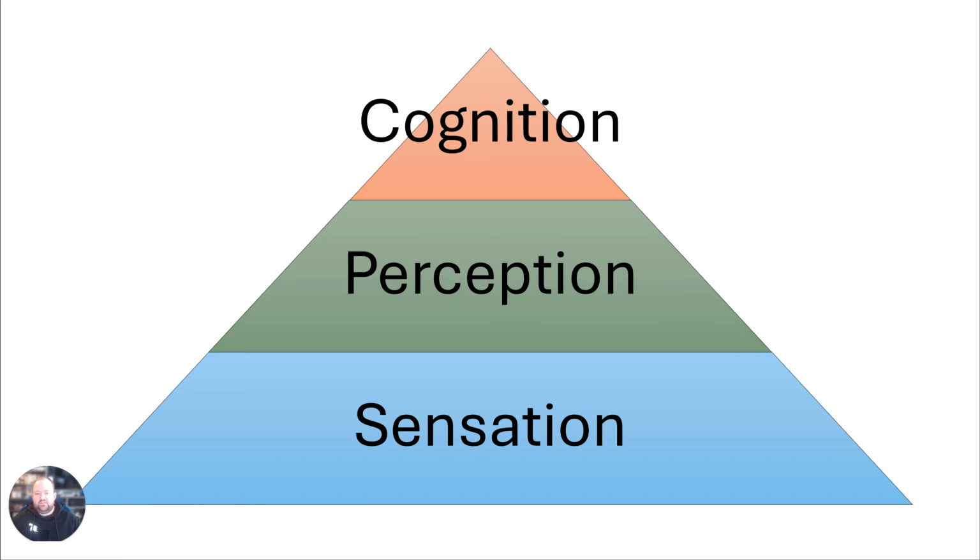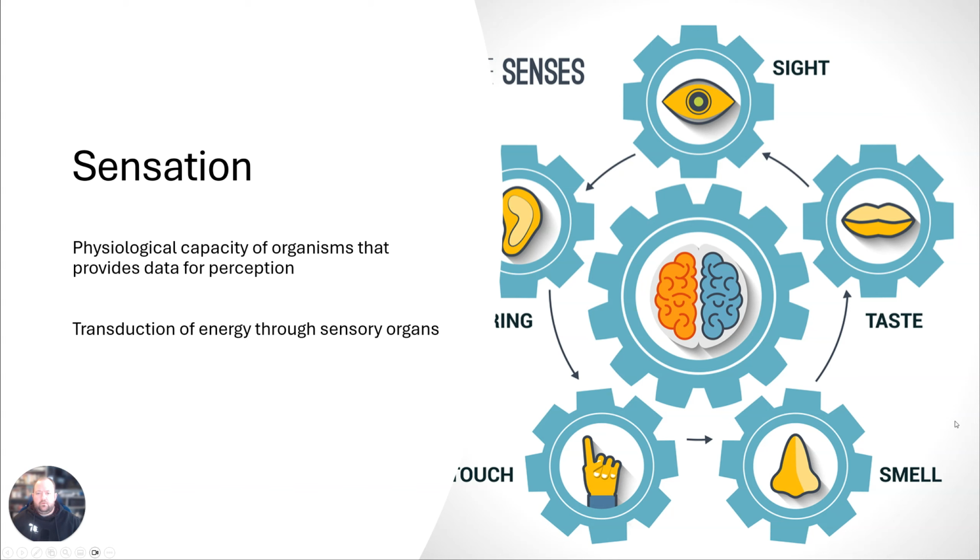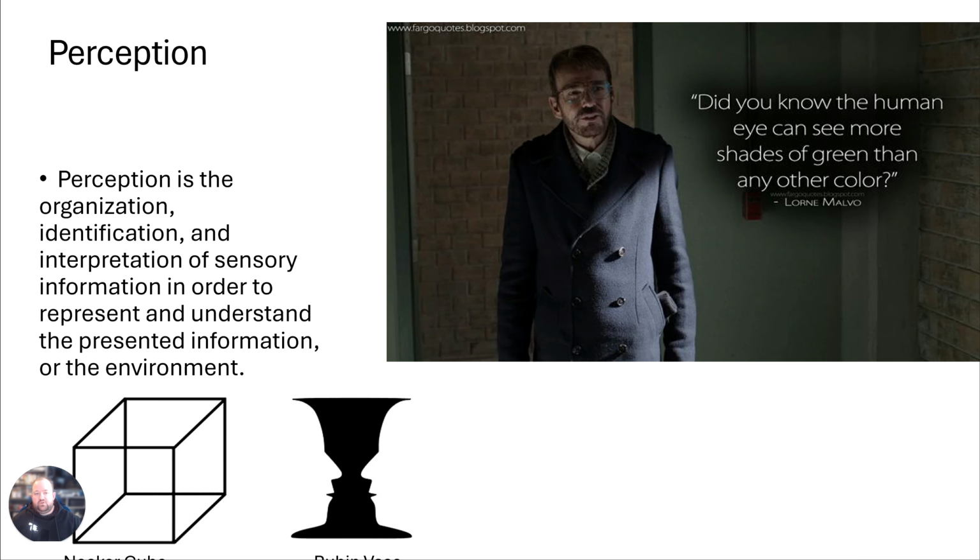So we're going to step through some of these. So cognition, then to perception and sensation. And I believe that will close this part there. So sensation: this is the physiological capacity of organisms that provide data for perception. This is transduction of energy through our sense organs. Perception is that next step. It's the organization, identification, and classification of that sensory material or data into representations within our cognitive processes. And that's kind of how we understand those things.